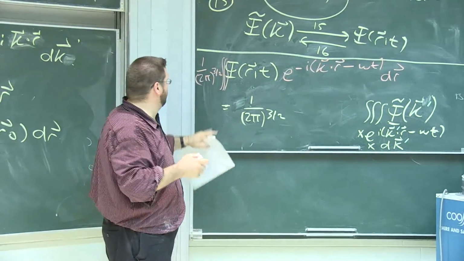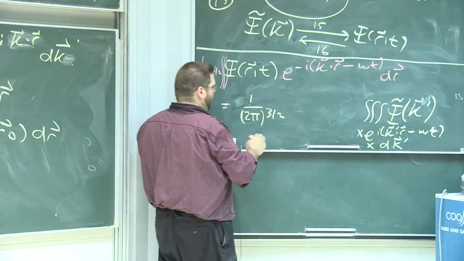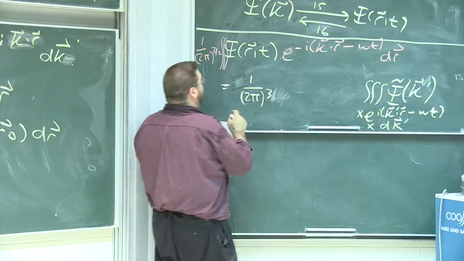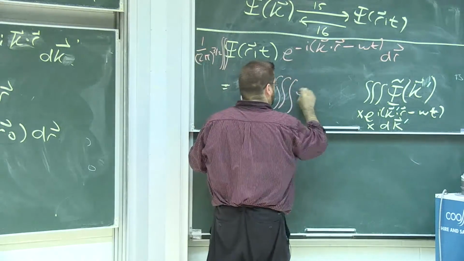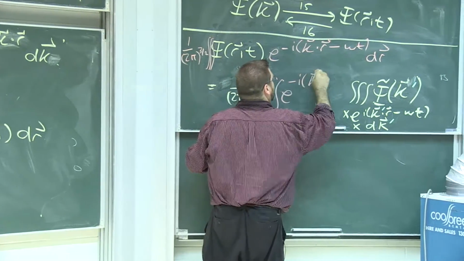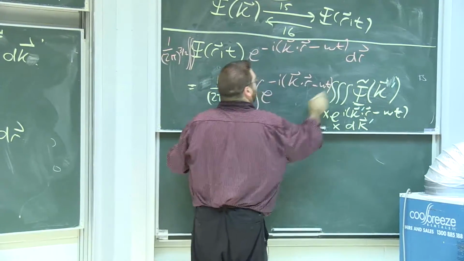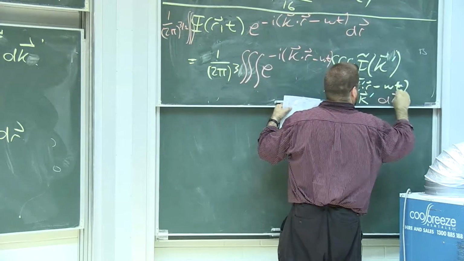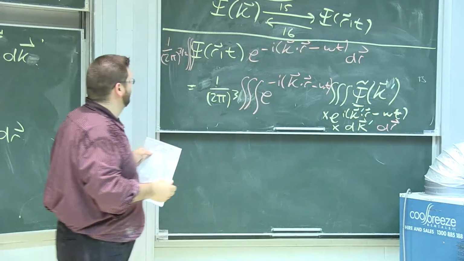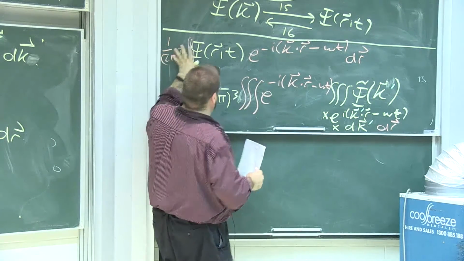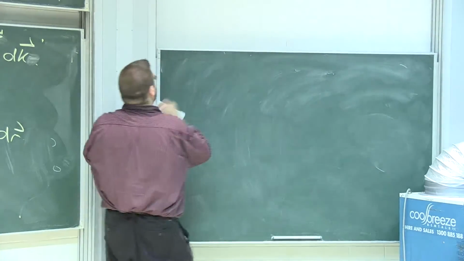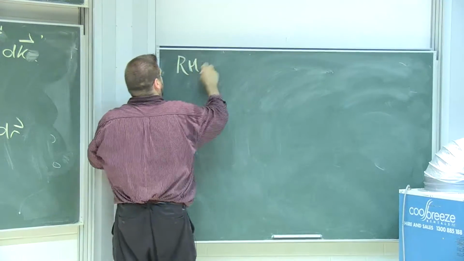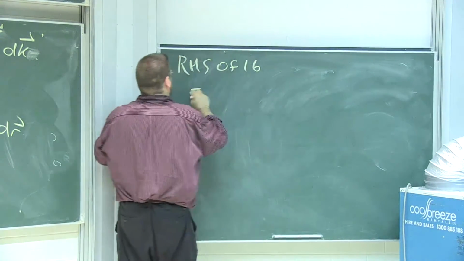And what I do to the left, I do to the right. So I multiply by 1 on 2 pi to the 3 on 2. That'll make this cubed. I stuck a triple integral there. I multiply by e to the minus i k dot r, etc. And then I have a dr. Fair enough. So the first expression is the right-hand side of 16. And that equals this horrible expression at the bottom of the first panel.